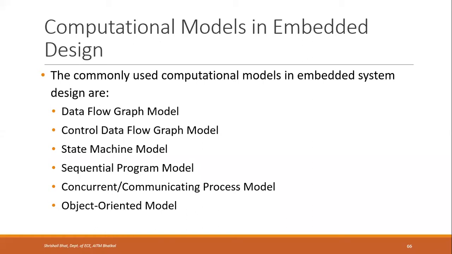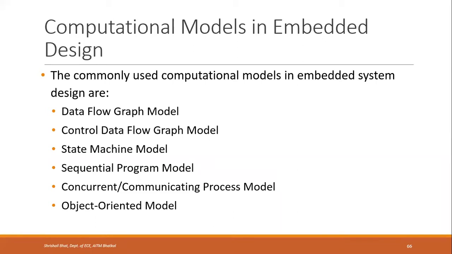There are different computational models in embedded system design, like data flow graph model, control data flow graph model, state machine model, which includes finite state machine model, then sequential program model, concurrent or communicating process model, and object oriented model. Apart from this, there is also another thing called UML, that is Unified Modeling Language, that is out of the scope of your syllabus. So we will restrict our studies to these 6 computational models in embedded system design. We will go through these one by one.